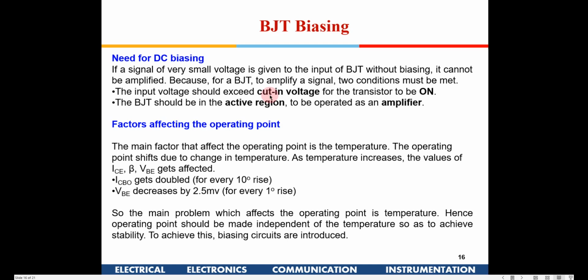Okay, that is the reason we ensure that some bias voltage is applied across the base region, and also we have to ensure that the collector voltage is at a higher potential than the base voltage, so that the base-collector junction is reverse biased. Okay, so base-collector is reverse biased, or collector-base, whichever way we call it. So that is the need for DC biasing.